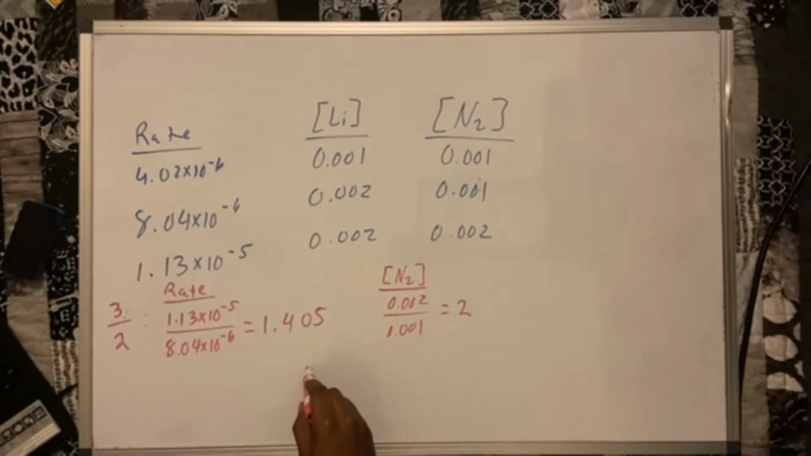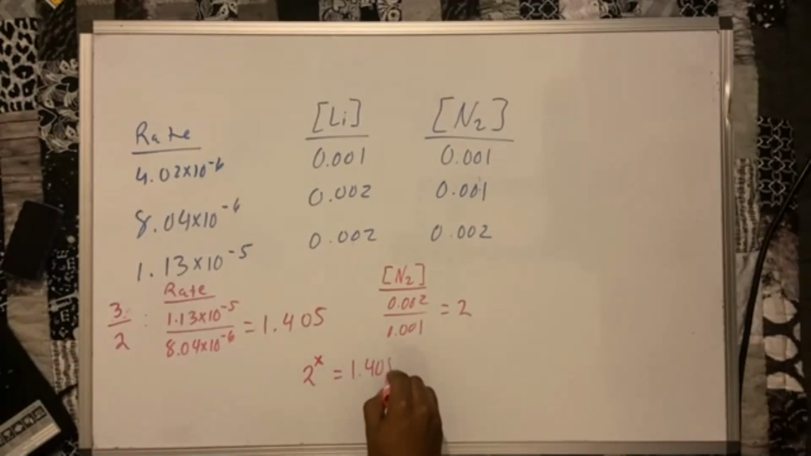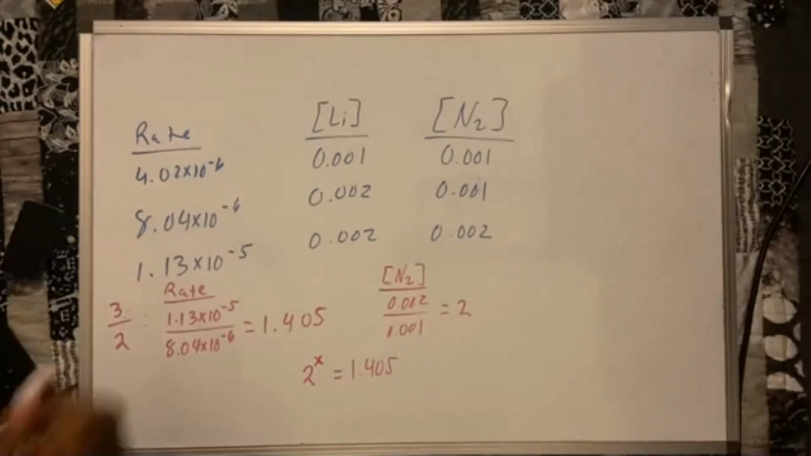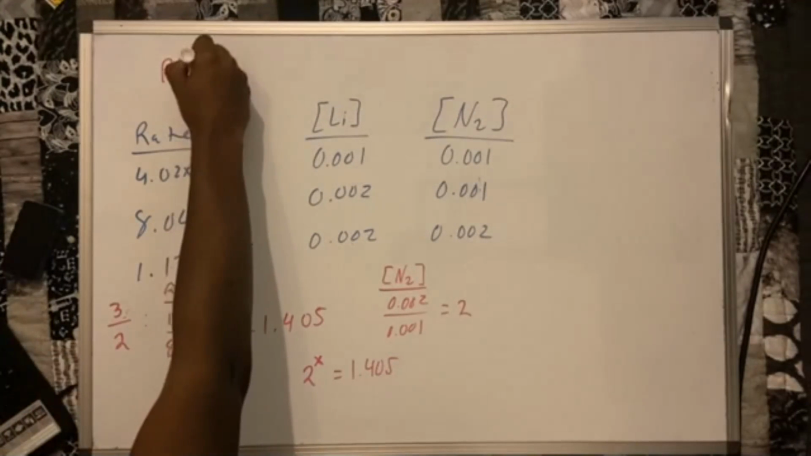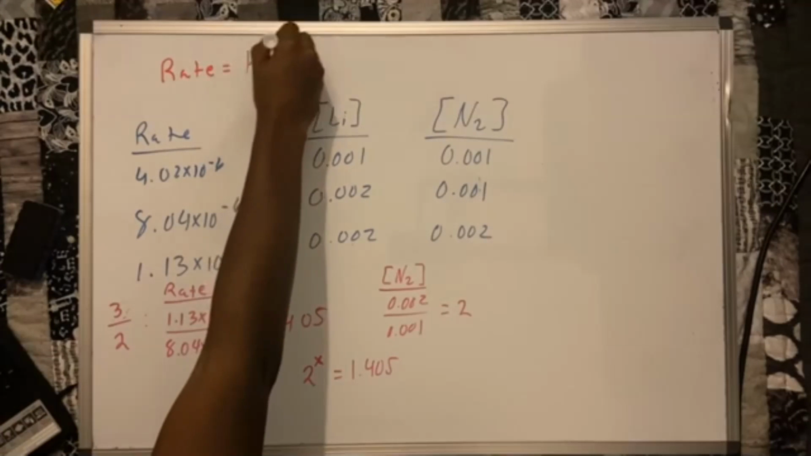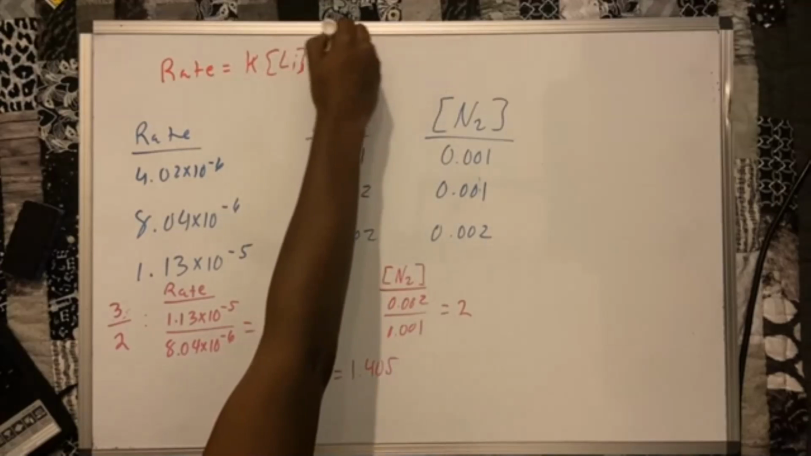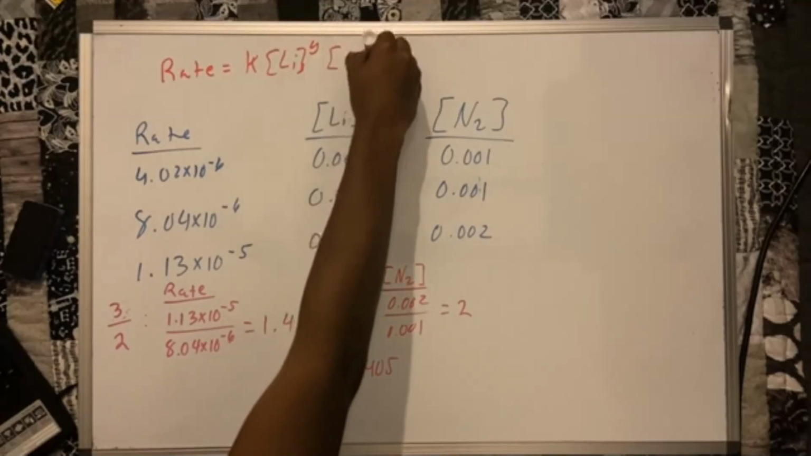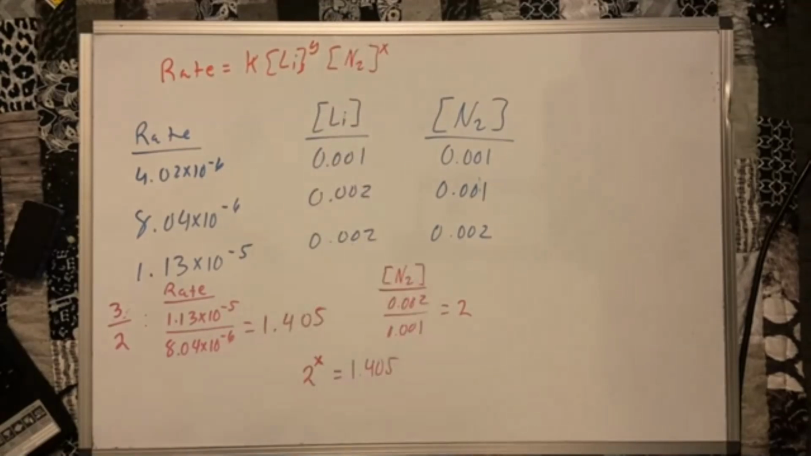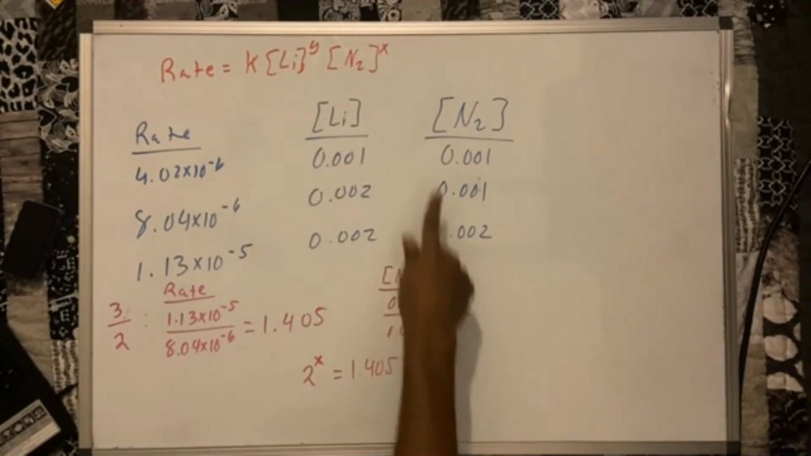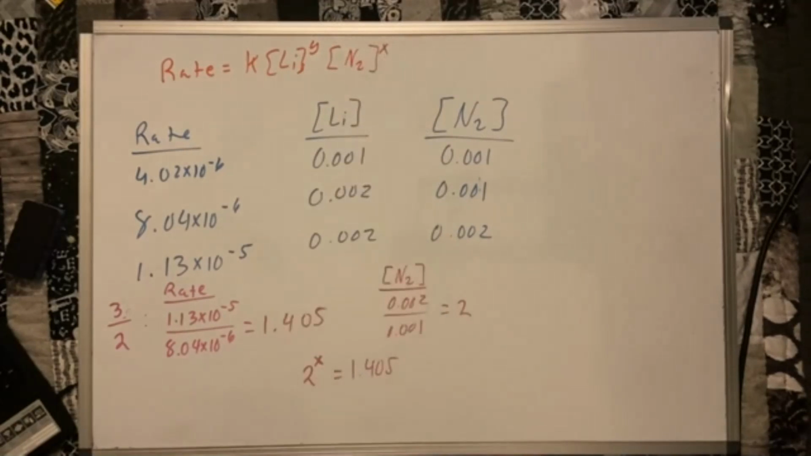So we're going to say 2 to the what power x is equal to my 1.405. Because our goal, I guess I should have said this in the beginning, we're trying to figure out that rate equals k times Li to the y times N2 to the x, right? We're trying to find those exponents. So right here, since we're doing N2, we're finding our x. 2 to the what is that?